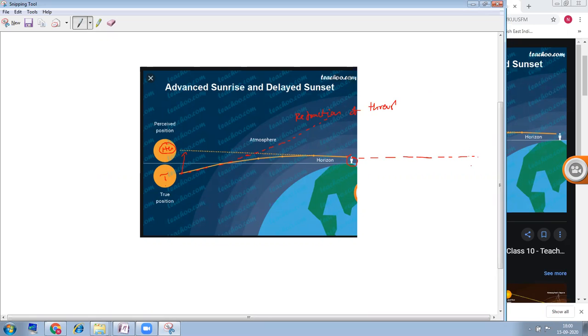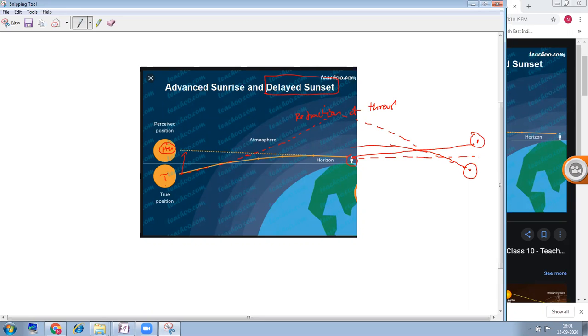Okay, see here, even when the sun is under the horizon line in the sunset condition, the sunlight is coming like this. But because of the atmospheric refraction, it will refract like this. Even after the sunset happens, the observer is able to see the sun's image at this position. So that's the reason we can say the sunset is delayed because of atmospheric refraction.